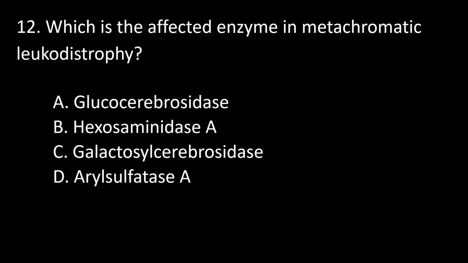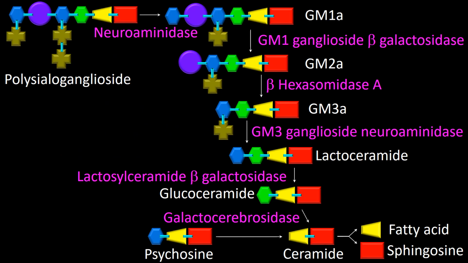Next question. Which is the affected enzyme in metachromatic leukodystrophy? A. Glucocerebroside. B. Hexosaminidase A. C. Galactosyl cerebrosidase. D. Aryl sulfatase A. Now we're back to the chart.